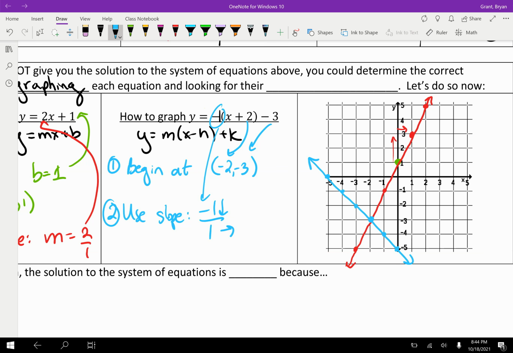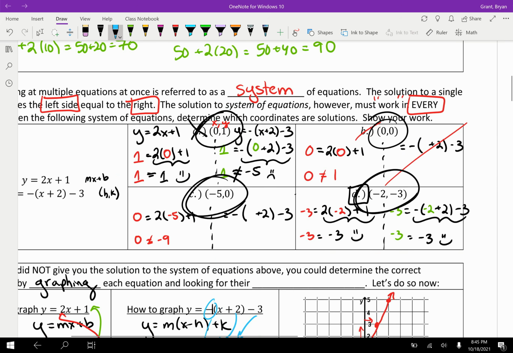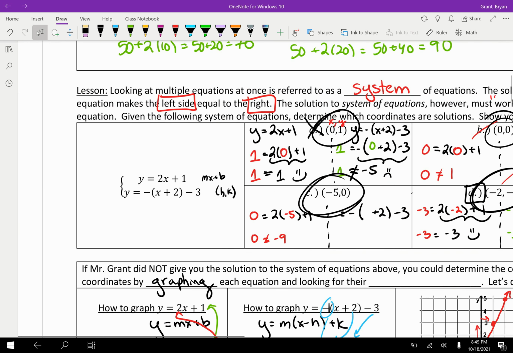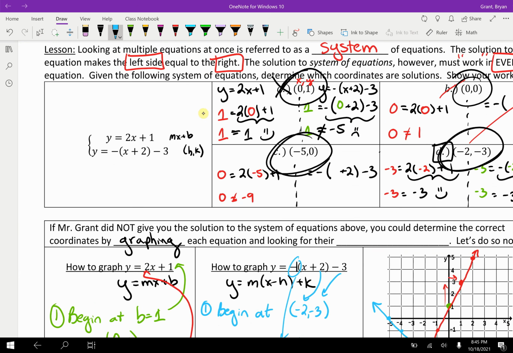Well, if you had to guess, what do you think we look for if we graph two separate lines and we're trying to find the coordinate pair that makes both of them work? Well, a coordinate pair makes an equation work if the left side is equal to the right. It means that this point is on this line and on this line. It's going to be on both of the lines.